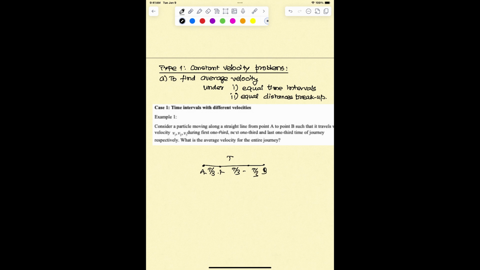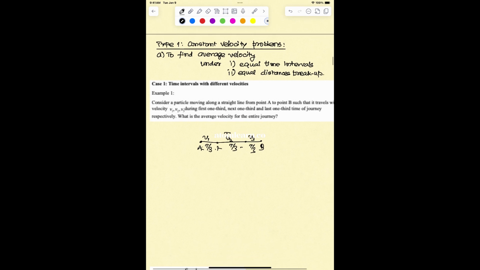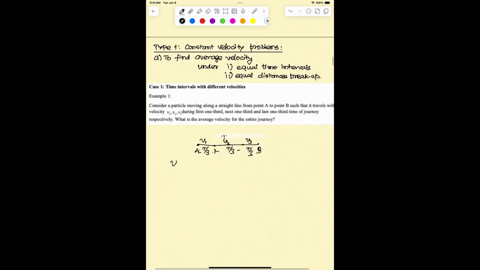The velocity for the first part is given as v1, for the second part v2, and for the third part v3. Then the question is: what is the average velocity for the entire journey? The data given is only v1, v2, v3 for the first, second and third one-third time breakups. Now, what is the definition of average velocity? Average velocity is total displacement by total time. In this case, let the AB distance be called s.